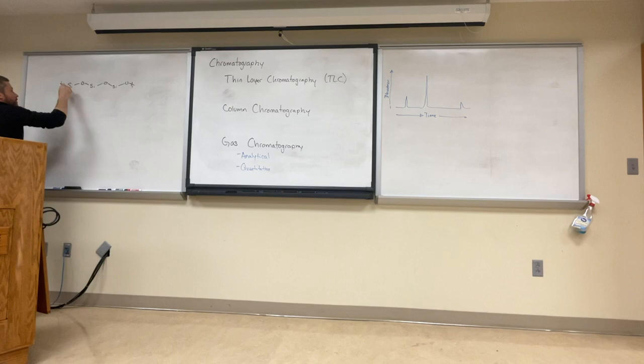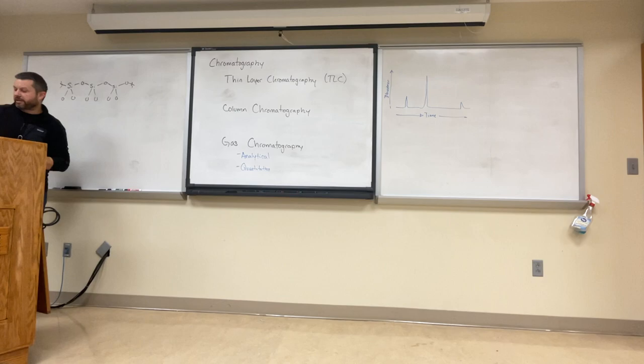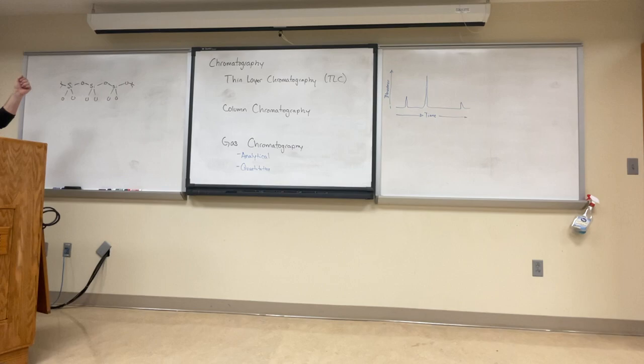So silica gel glass, SiO2, is the overall molecular formula. But it's a polymeric material, so it's repeating units of silicon and oxygen. If you think about the silicon-oxygen bond, is that a polar bond? Is that a non-polar bond? How many people think it's a polar bond, silicon-oxygen? How many people think it's a non-polar bond?